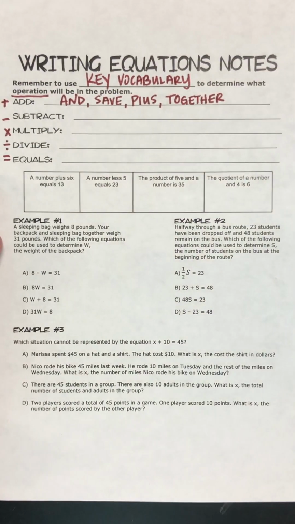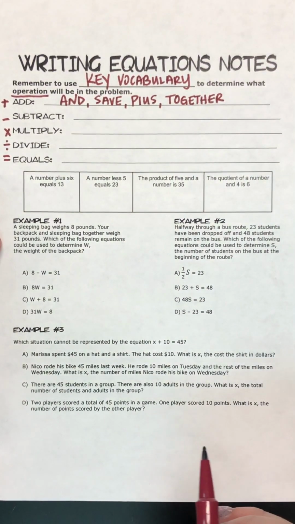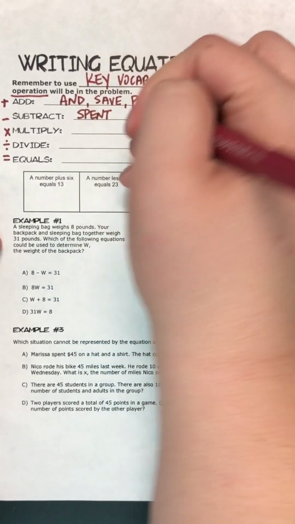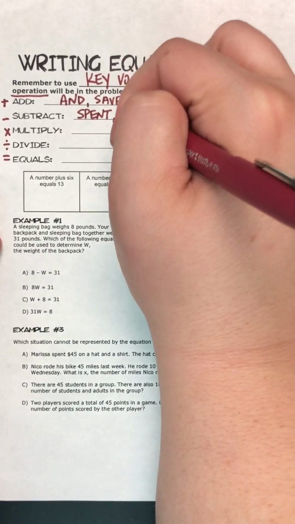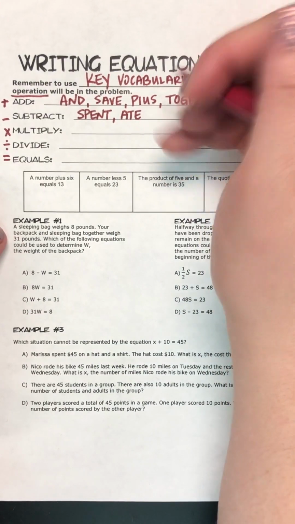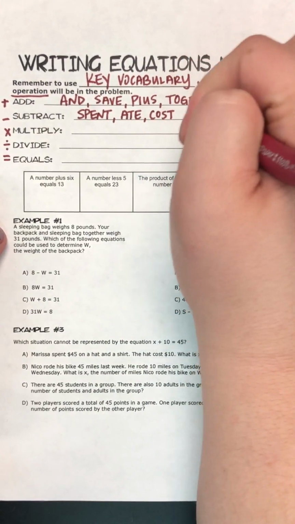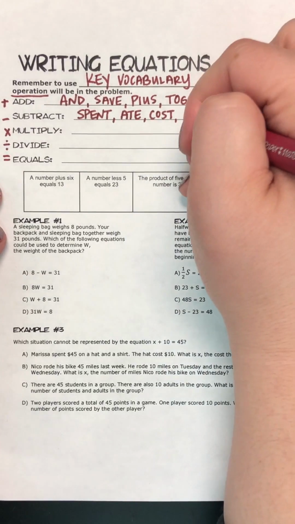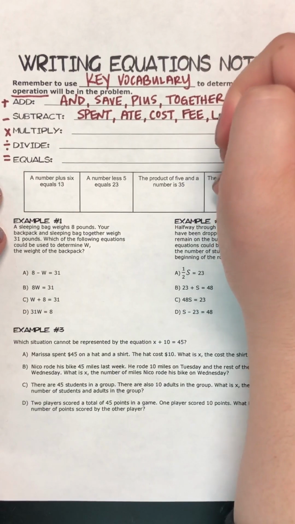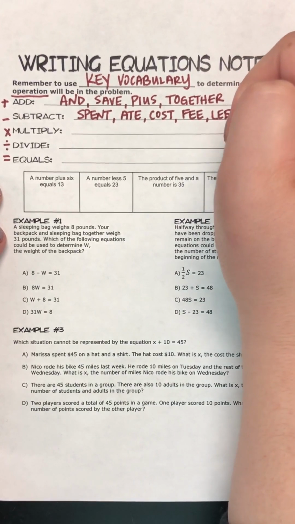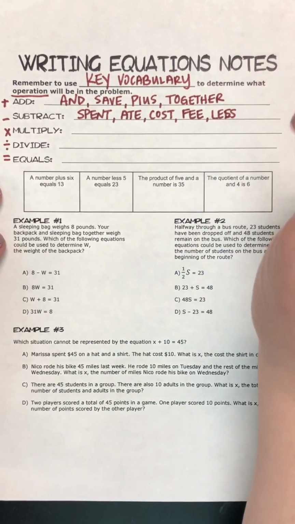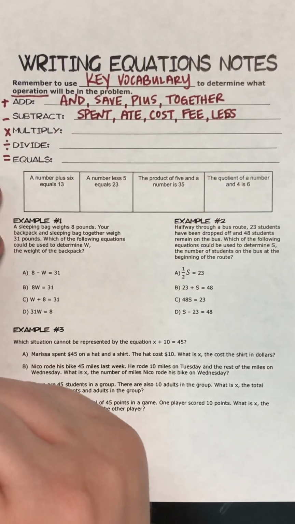Now we're going to talk about the words that mean subtract. Some subtract words: spent, like spending money. Ate, he ate 5 hot dogs. Words like cost, it cost $10. If there was a fee. Sometimes it'll say less, like I'm 5 years less than my sister. And then there's going to be more, but that's going to be our short list.